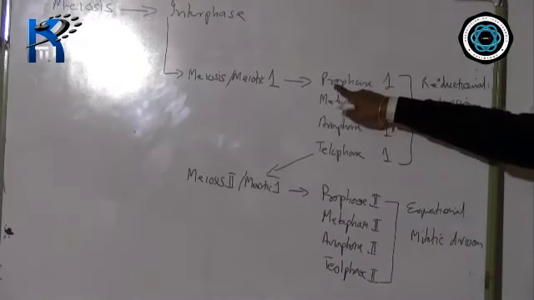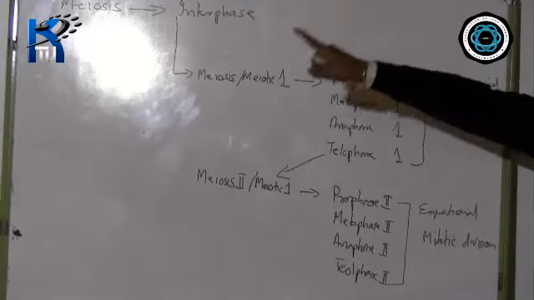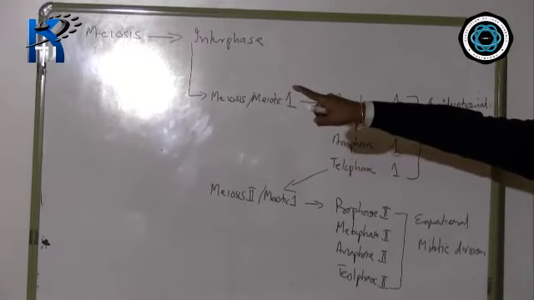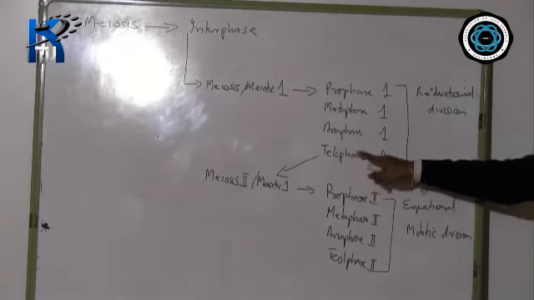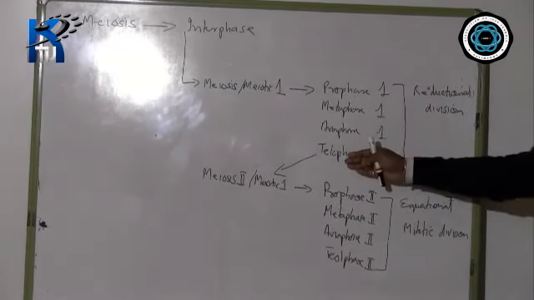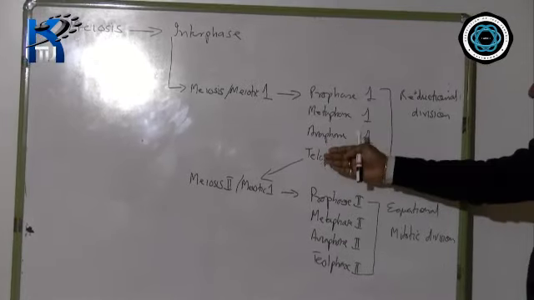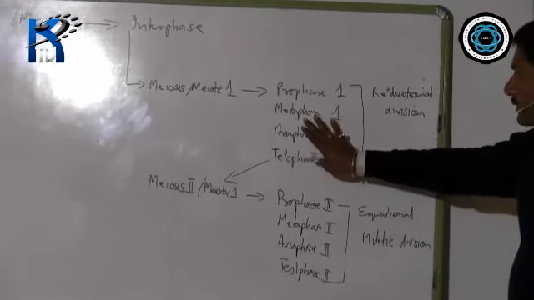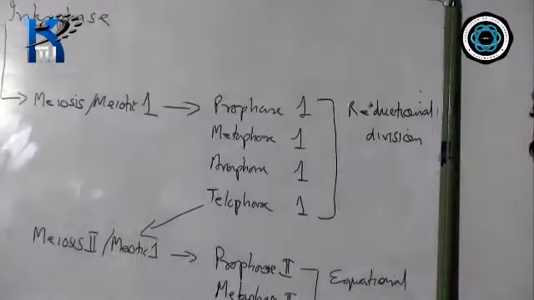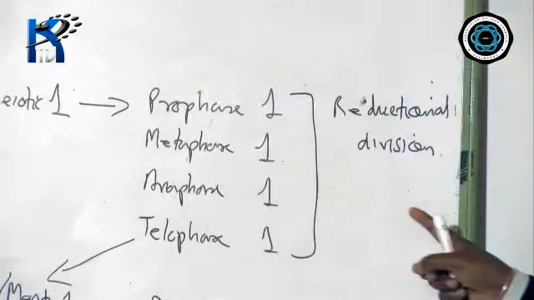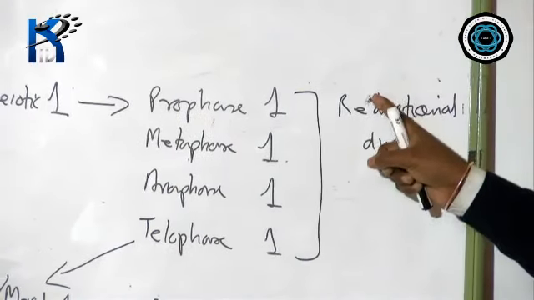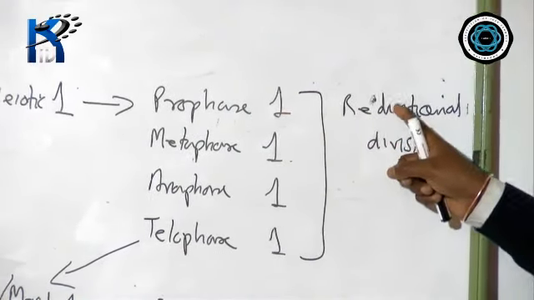The same characteristic features I have discussed before go on. In metaphase, they line up at the equator. In anaphase, they go back. In telophase, the nuclear membrane and nucleolus appear. The same thing happens. But the peculiar thing about prophase 1 is that a number of changes in the chromatid structure take place in prophase 1.